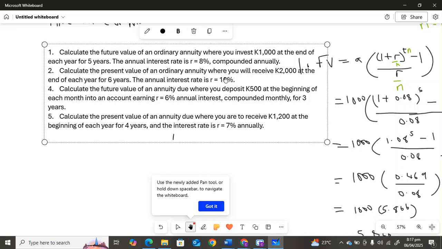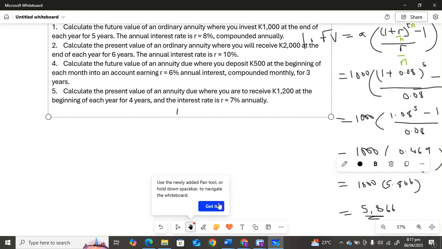So here now we are calculating the present value of this annuity. They've already told us it's an ordinary annuity, but if in the question they don't mention what type of annuity it is, if you hear that this annuity is paid at the end of the time period, it's an ordinary annuity. If it's paid at the beginning of that time period, then it's an annuity due.